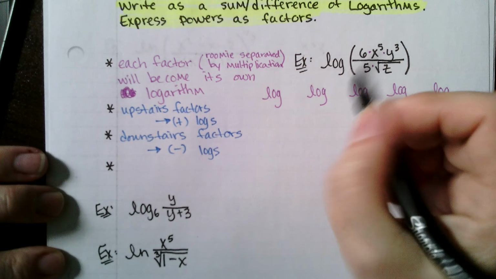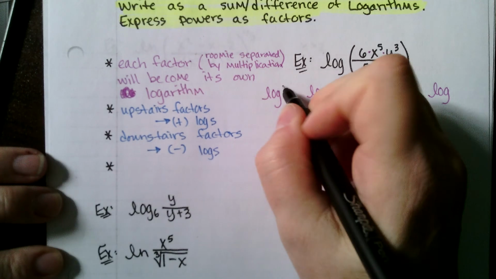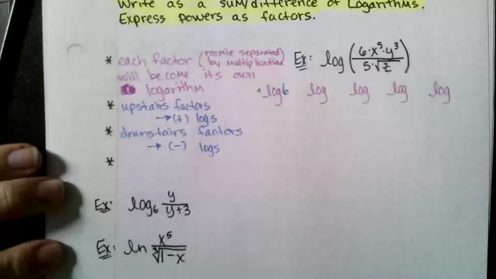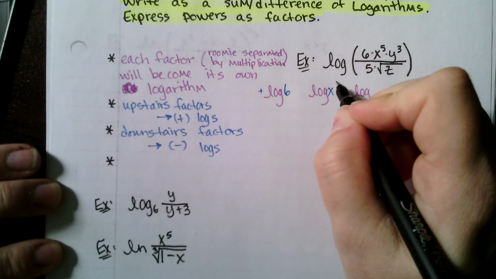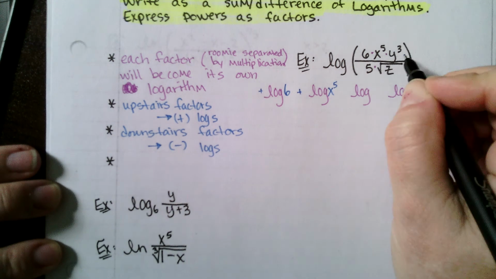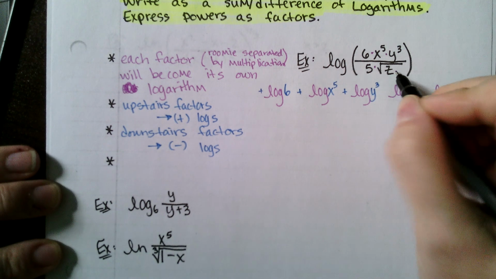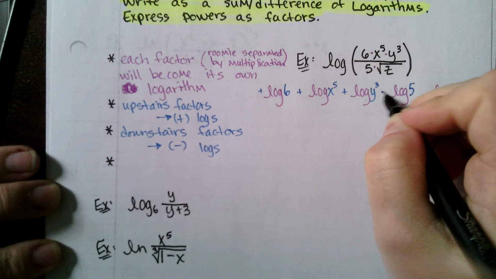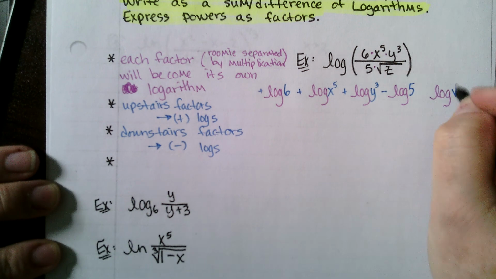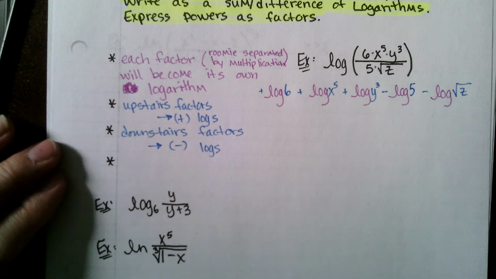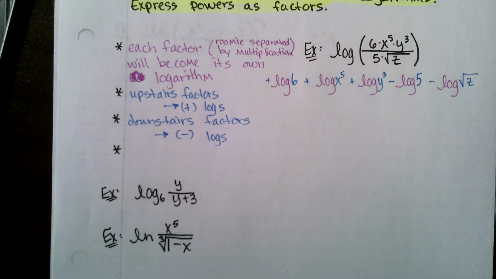So my 6 was a positive log, so it is positive. I could put a plus sign out in front. That one's not necessary. My x to the 5th is positive. My y to the 3rd is positive. Then I'm moving downstairs, so log of 5 is negative, and log of square root of z is negative. So now all 5 of my roommates are moved out into their own log homes.